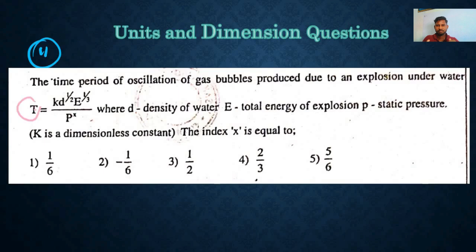So basically the output has to be time, right? Okay, d, what's d? D is density. So I'm writing all the values. Then k, what's k then? K is a dimensional constant, right? So from d we get density, mass divided by volume, ML minus 3, to the power of half. And then E, that's total energy, that's force into displacement.